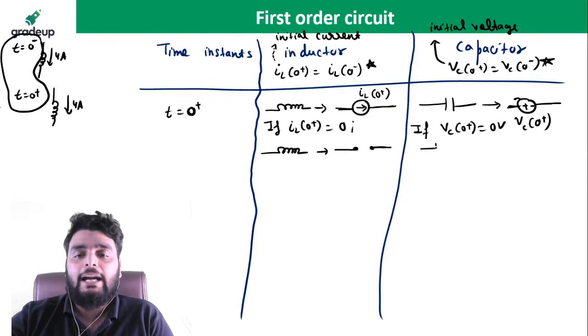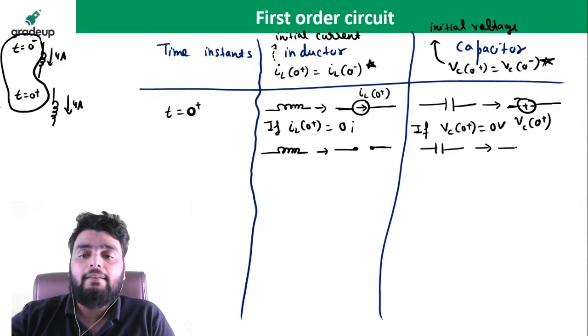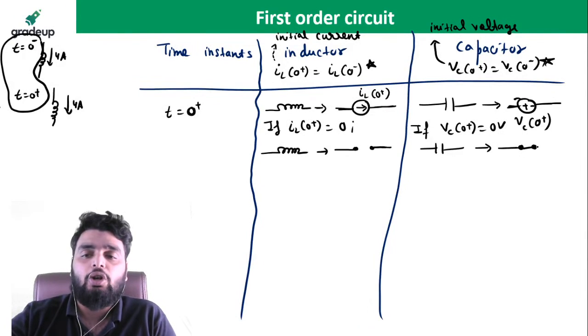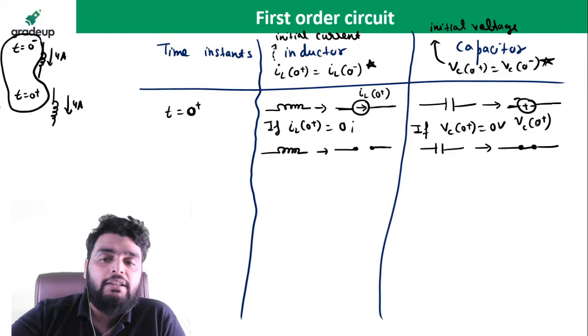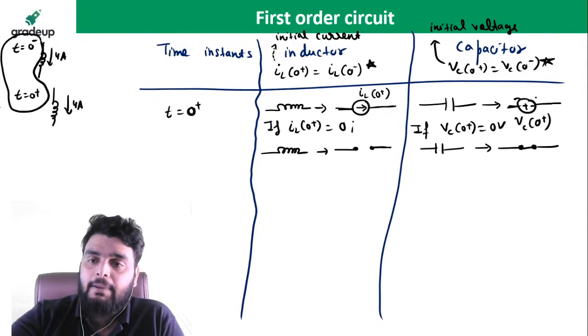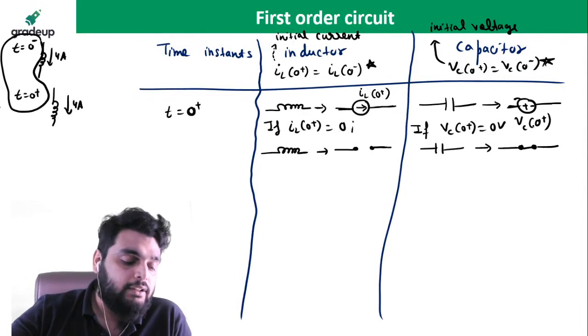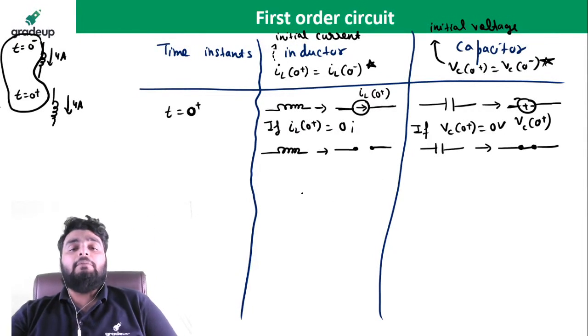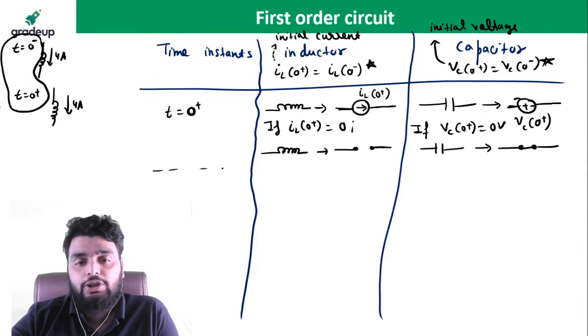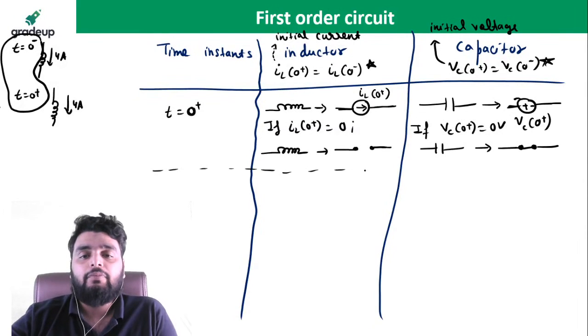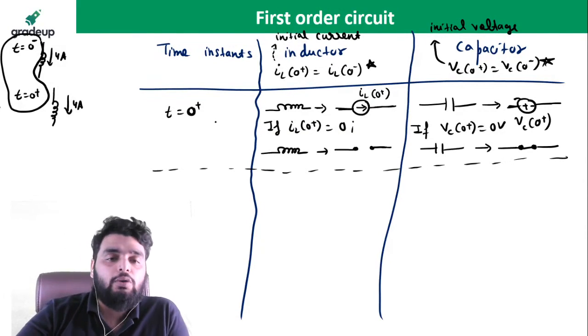Similarly, if the capacitor is not charged initially, meaning it is discharged, what happens? The capacitor will act like a short circuit. Why? Because when VC(0+) is 0, the voltage source is 0, and a voltage source of 0 means short circuit. Very important. Almost every question you have to use this. So this is what happens at t equal to 0 plus.